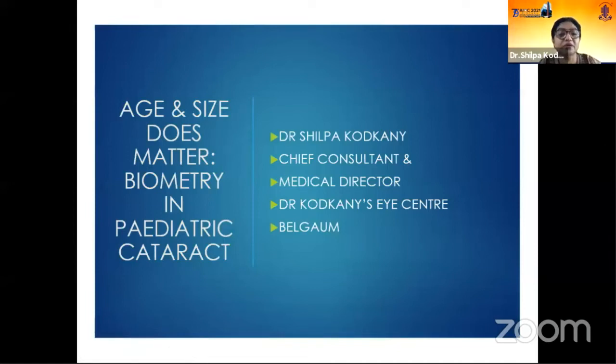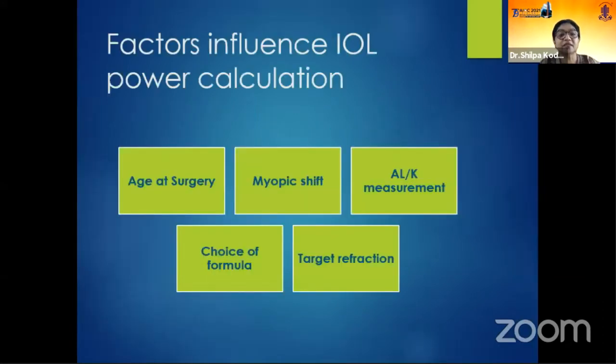So about biometry in pediatric cataracts, age and size, of course, does matter. The factors that influence the IOL power calculation are the age at which the surgery is done, knowing fully well that there is going to be a myopic shift. There are challenges in the axial length and keratometry measurements, the choice of the formula that you would ideally use in such cases, and of course the target refraction that you would prefer.